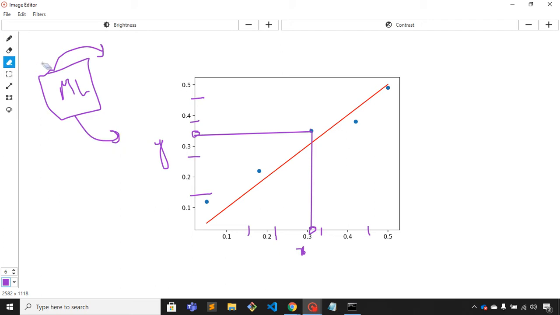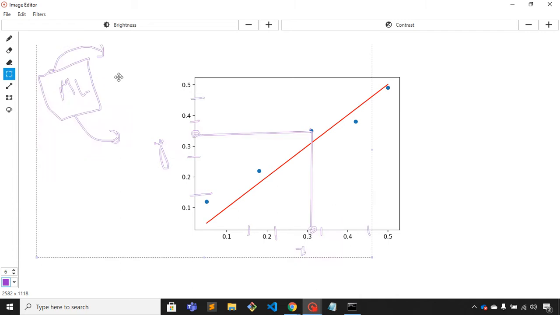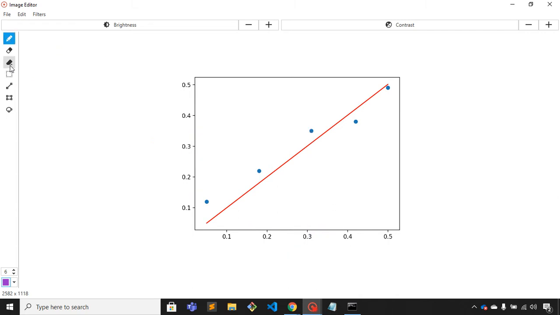Let me rub this first. Okay, one second. Before that, let's understand the concept of this line which is drawn here. You can see the difference between the coordinates and the line. This is the difference for the first coordinate, this is for the second coordinate, the third coordinate, the fourth coordinate, and this is for the fifth coordinate.